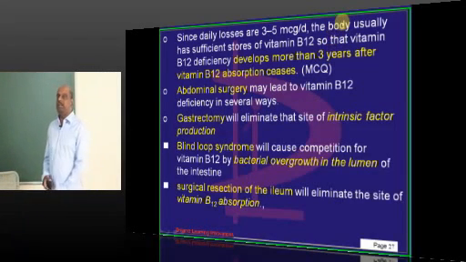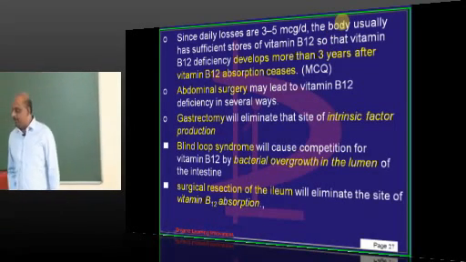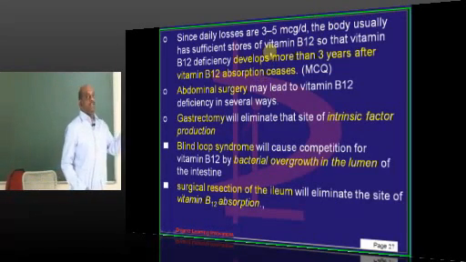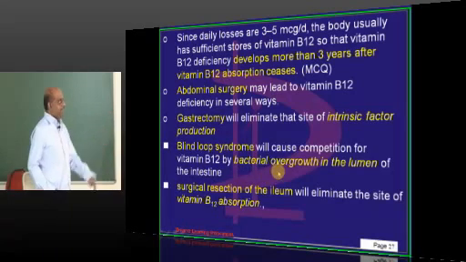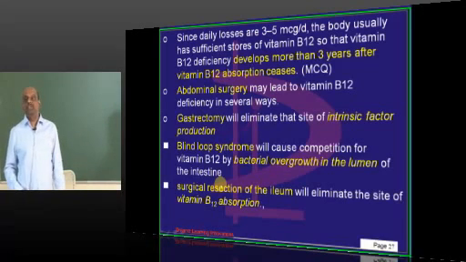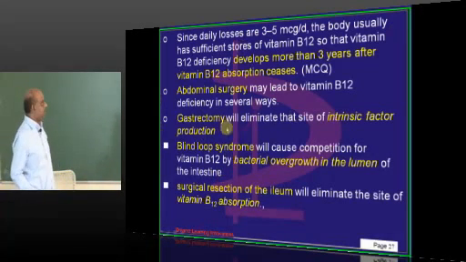Then why can abdominal surgeries predispose to the development of vitamin B12 deficiency, doctor? There is blind loop syndrome, as all of you know very well. In this, the bacteria which are overgrowing in the lumen of the intestine will compete to use the vitamin B12 instead of giving it to the human body.